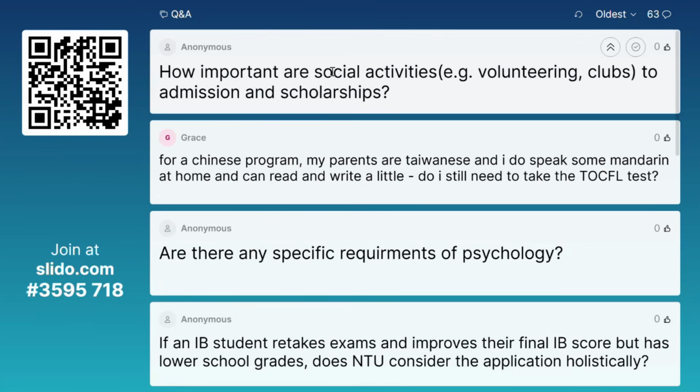How important are social activities? I think we covered this before. It's up to you whether you want to include those things in your application.